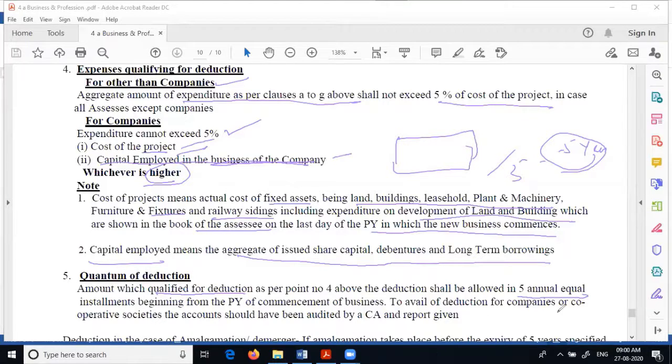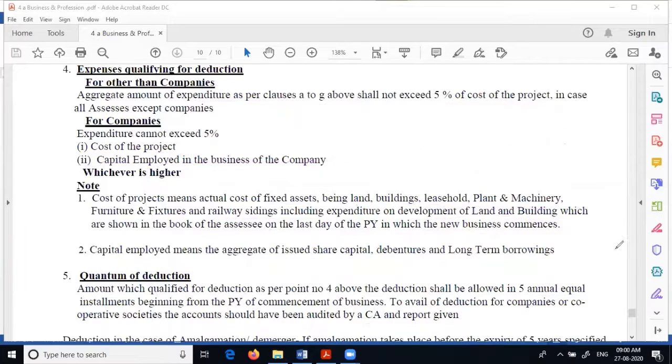To avail the deduction, a company or cooperative society should get their accounts audited by a CA. Otherwise, they will not get the deduction. There are forms for that.